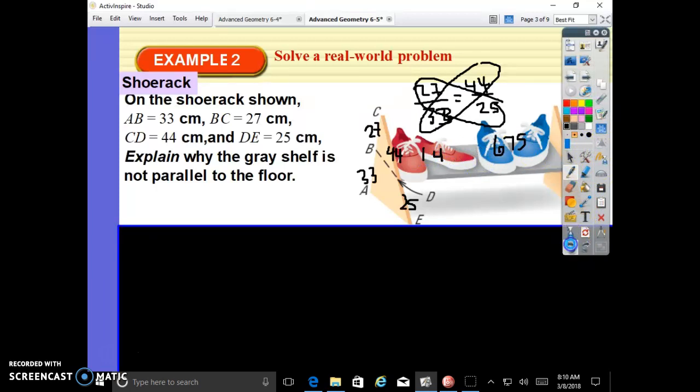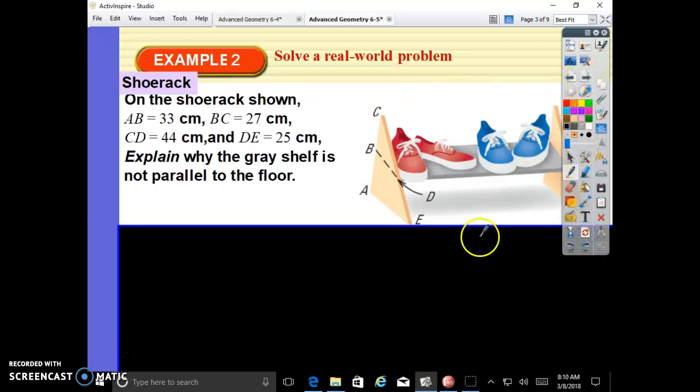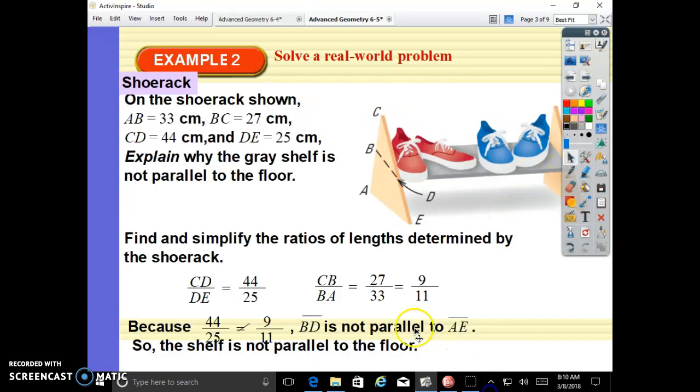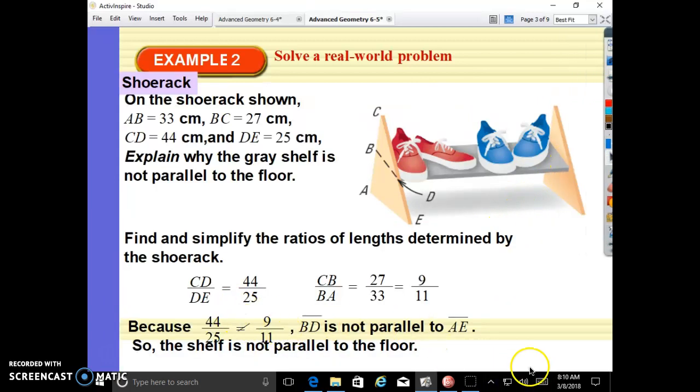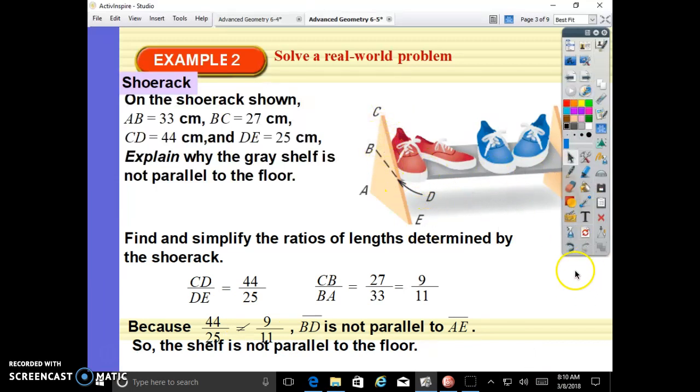The third method that you could also use would be to just put these into decimals. 27 divided by 33 is 0.8181, or 0.81 repeating. 44 divided by 25 is 1.76. These are clearly not going to work. So it is not parallel. This is not parallel to this because these are not similar triangles.